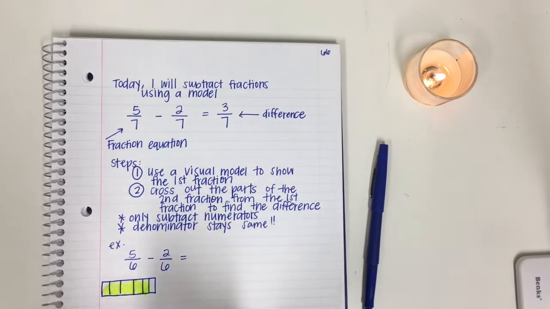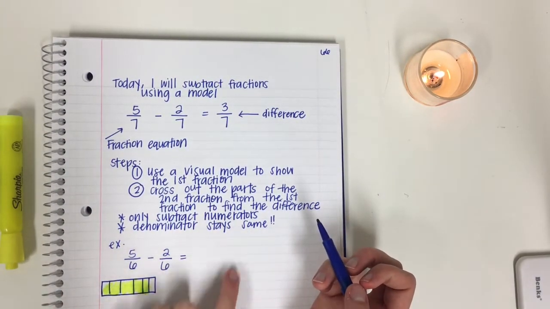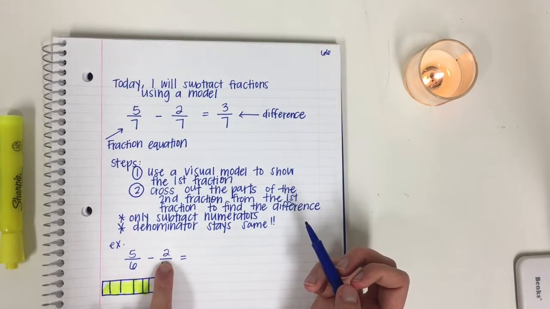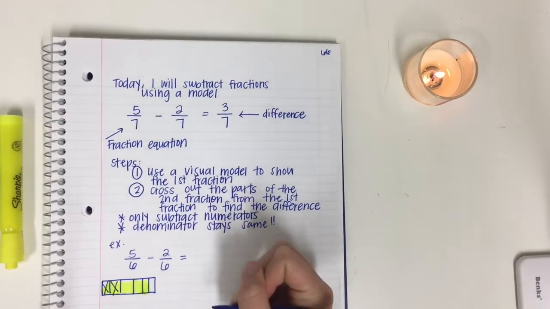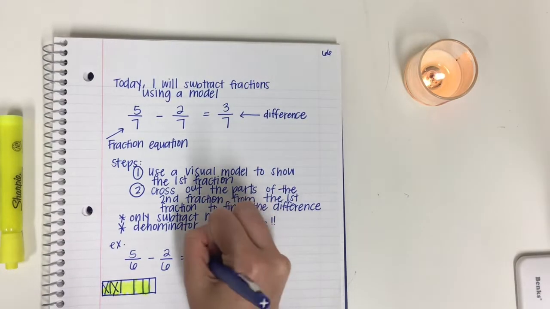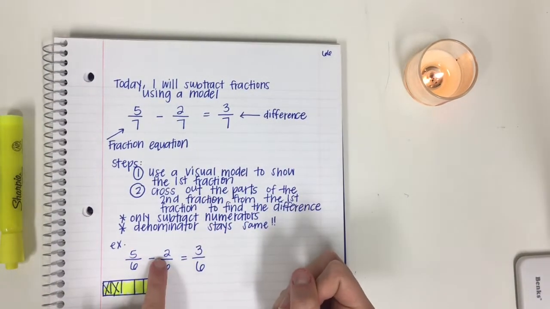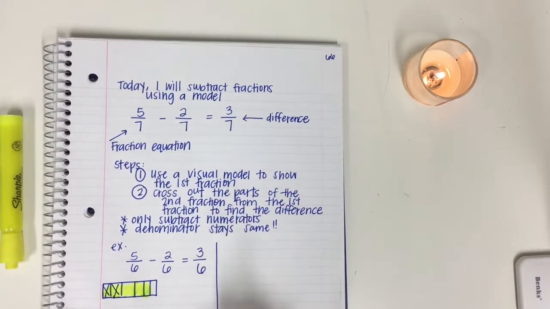Okay, step 2. Cross out the parts of the second fraction from the first fraction to find the difference. So I've got to cross out how many? 2. So I go 1, 2. How many am I left with? 1, 2, 3, so 3/6. Is that correct? Is 5 minus 2 3? Yeah. Okay, let's do another one.